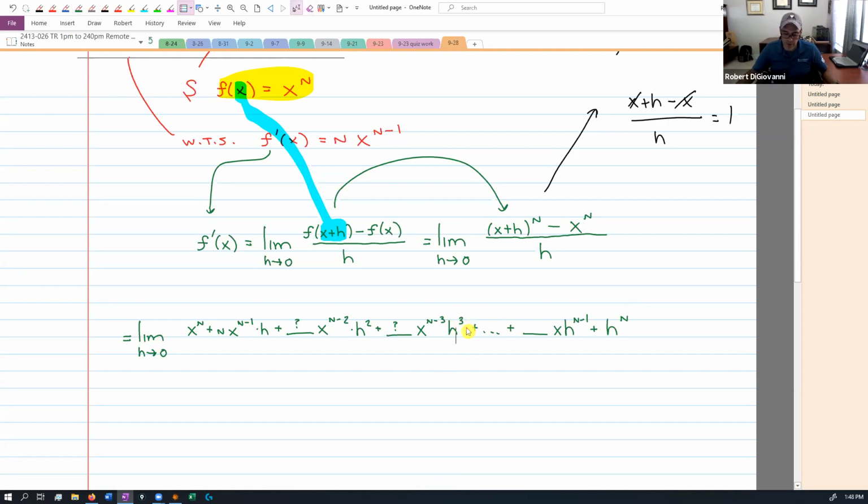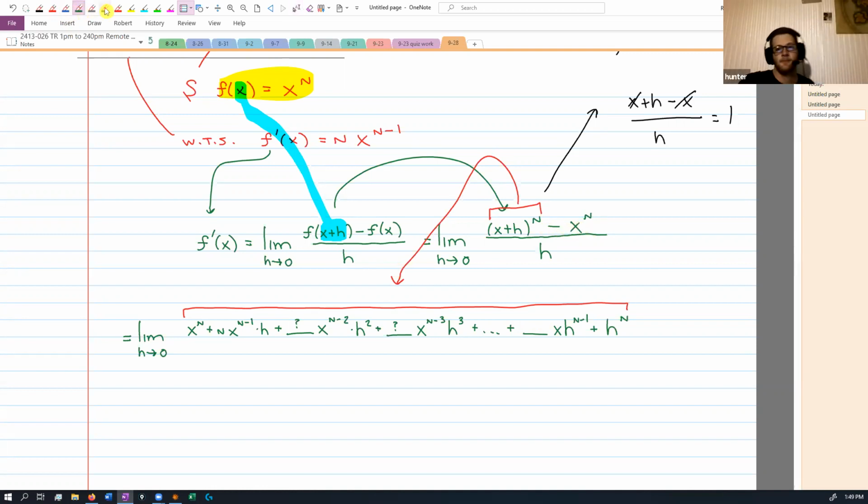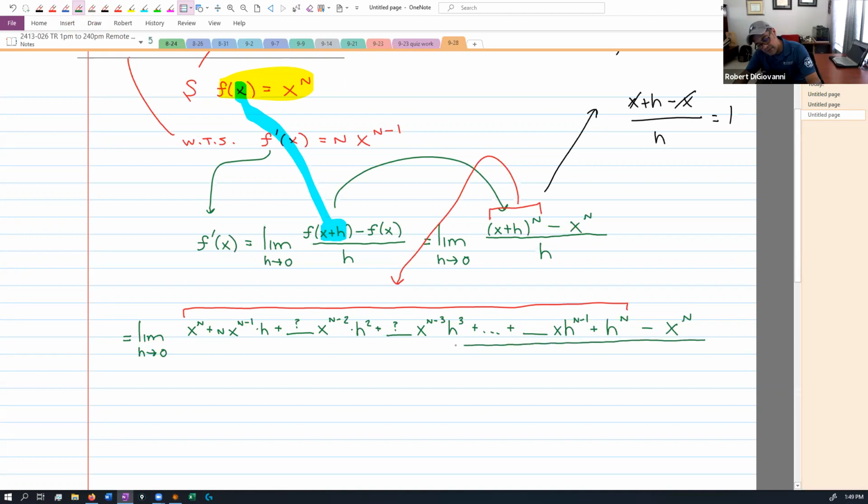Right there, h cubed. So everything I wrote there was just what we did on Pascal's triangle, right? All of this is just this piece right here, right? What do we still have to subtract from it? X to the n. So I need to subtract from that x to the n and then divide all of this by h. Now, this x to the n and that x to the n cancel, right? They kill each other off.